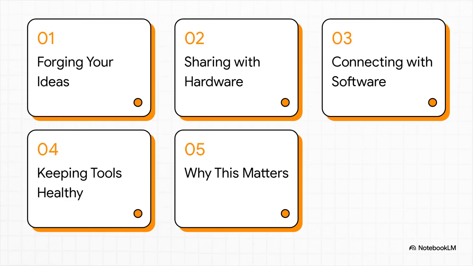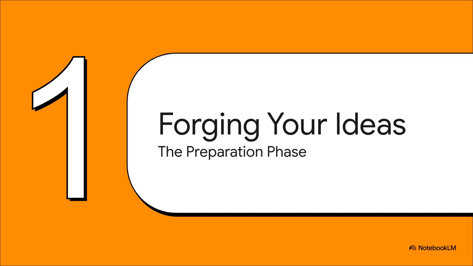So here's our game plan. First step, we'll look at how you actually forge an idea into something real. Then, we're going to explore the hardware, the physical stuff, that gives it a path to travel. After that, we'll dive into the software that creates all those digital connections. And, super important, we'll talk about how to keep all these tools in good shape. Then, we'll wrap it all up by looking at why any of this actually matters. Okay, let's start at the very beginning.